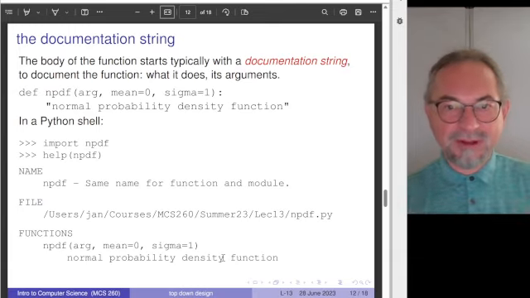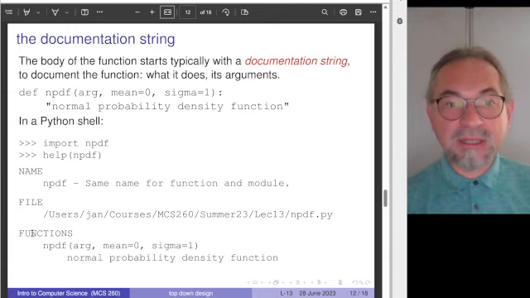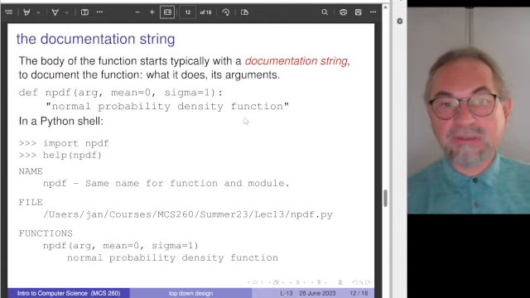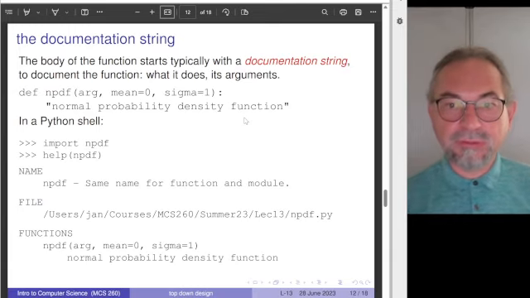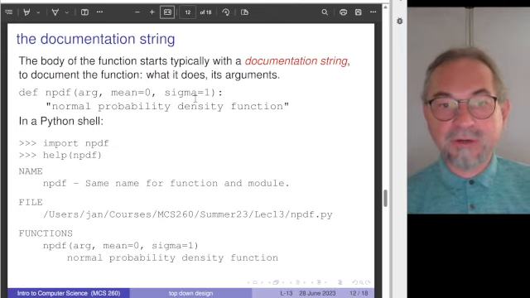So if you have a documentation string that's not really complete, like here, it's not really complete. What is normal probability density function? What does it do? It does not describe this. It also does not describe the arguments. But it's good for what I want to show.